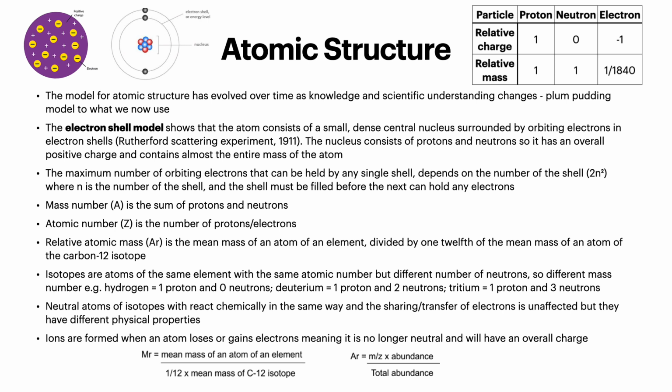Ions are formed when an atom loses or gains electrons, meaning it is no longer neutral and will have an overall charge. And then you've just got a couple of little equations at the bottom as well, which are useful to know.